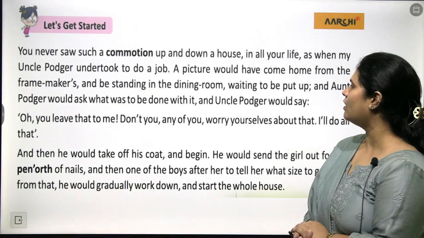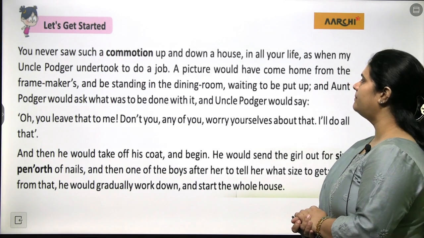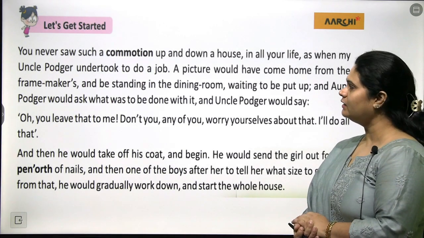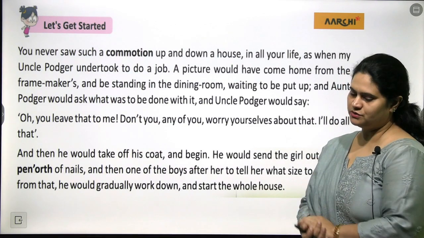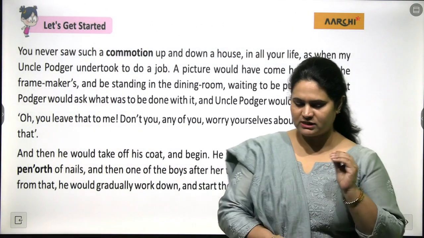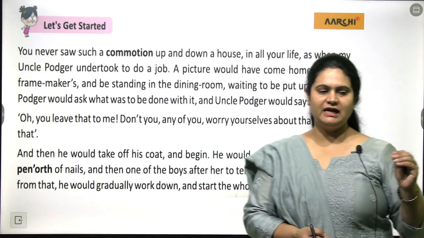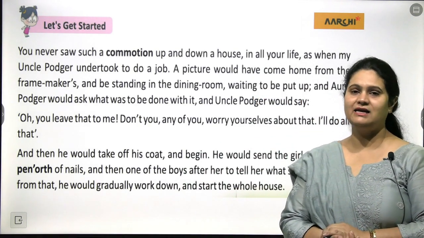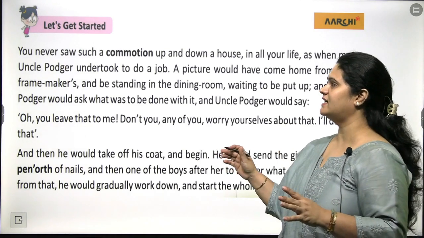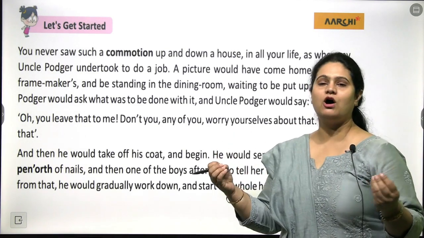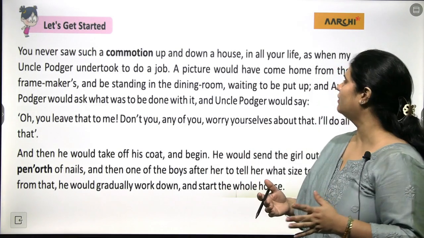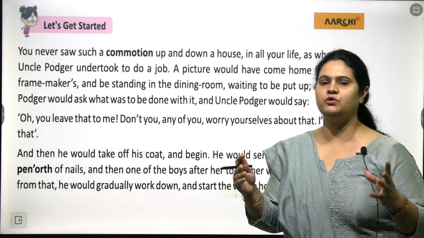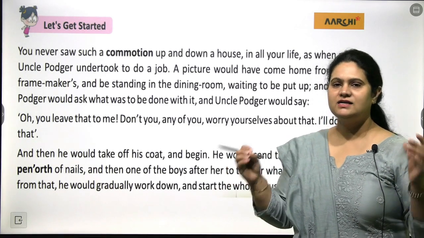You never saw such a commotion up and down a house in all your life as when my Uncle Podger undertook to do a job. What is a commotion? It is great noise or excitement that you see in your house, right? So the author says that you never saw such excitement in your house as when my Uncle Podger decided to do some or the other stuff.